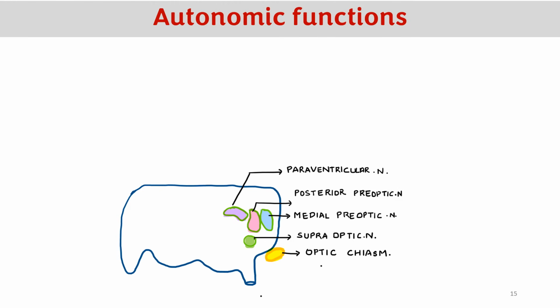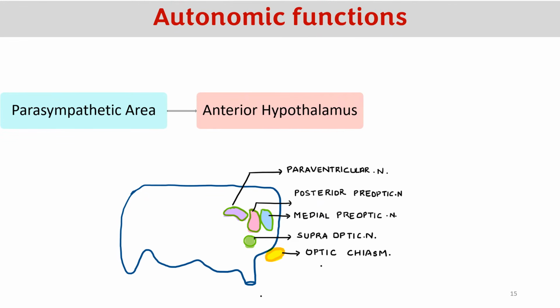Now we'll see what is the parasympathetic area of the hypothalamus. The parasympathetic area is the anterior hypothalamus, which includes your supraoptic and preoptic nuclei. Remember, we had mentioned a group of nuclei in the anterior part, and they are responsible for the parasympathetic system, and they mainly control via the different vagal responses. Okay, so that is about autonomic function.